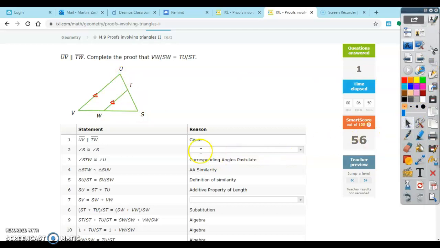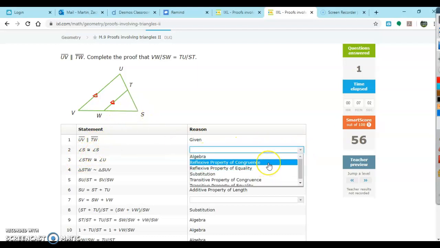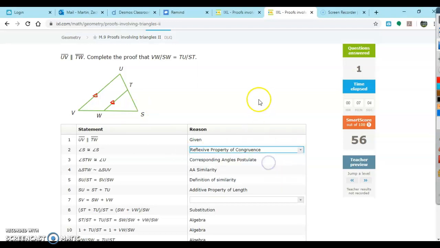But we have segment UV parallel to segment TW, that's given. And then we have angle S is congruent to angle S. Well, what's the deal there? That's just the reflexive property of congruence. The reflexive property of congruence essentially states that some geometric figure, in this case an angle, is congruent to itself.